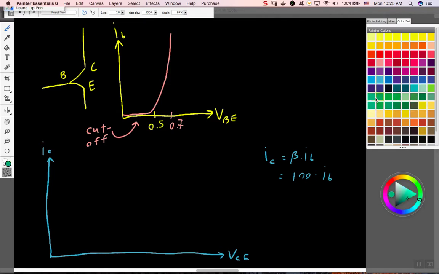So let's pick a few possible values of IB. In fact, let's just pick one. Let's for now start with picking one. Okay, this is supposed to be a straight line. So let's say it's a straight line from there onwards, and it's going to be a straight line all the way to more or less forever. Okay, so this is 0.2 volts.